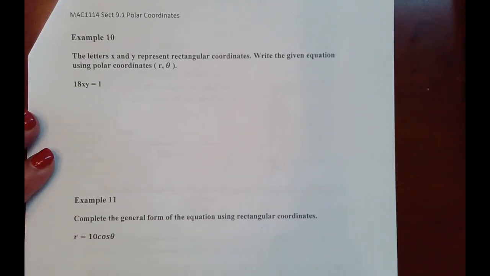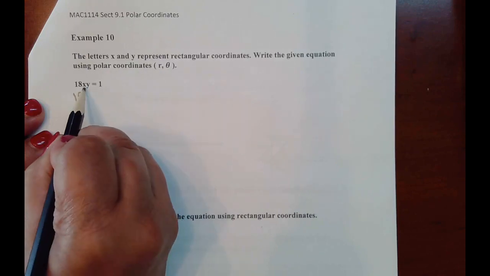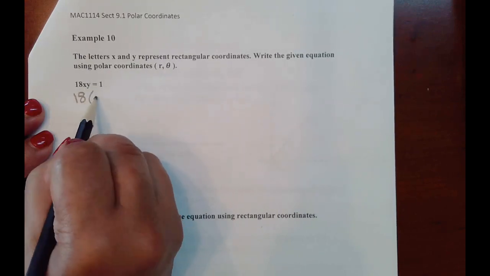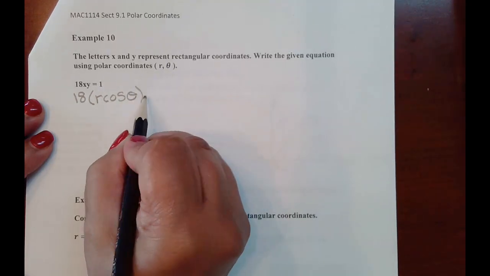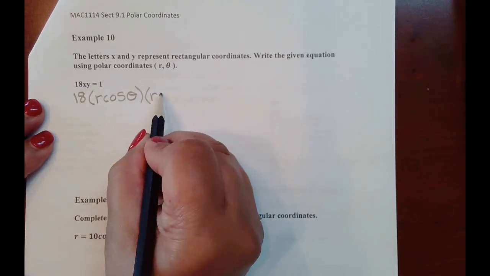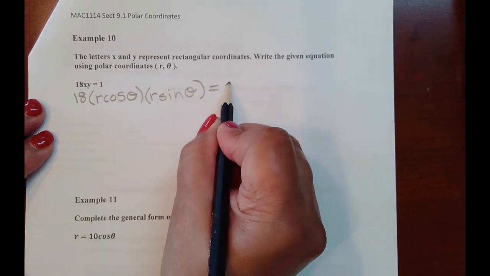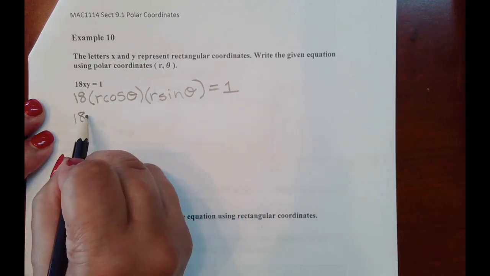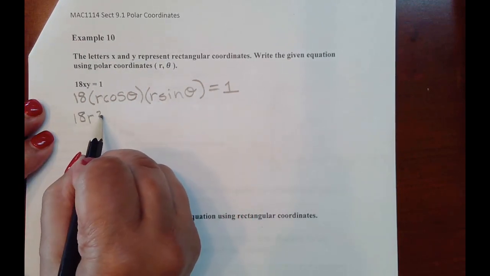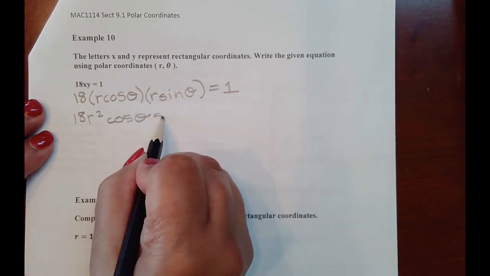All right, let's go to 18x times y. And here we're going to start off with 18, plugging in once again for x, r cosine theta, as we have for the last 4 problems and in many of the problems in this section, and for y, r sine of theta, equal to 1. Here we would have 18, r times r would be r squared, and then we would have cosine of theta, sine of theta.